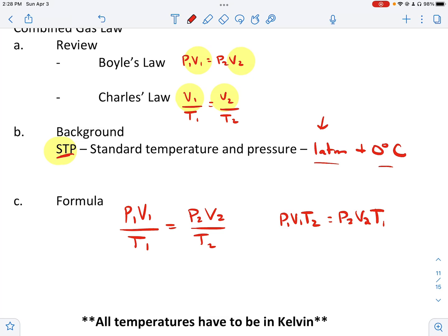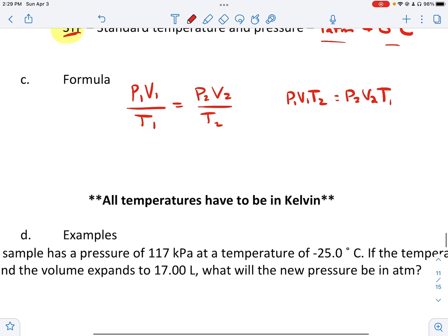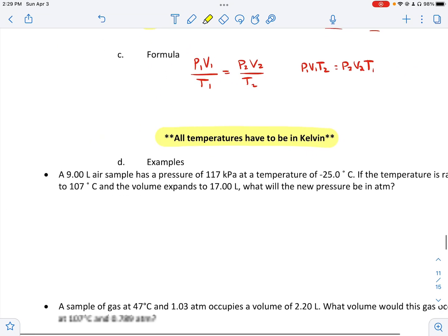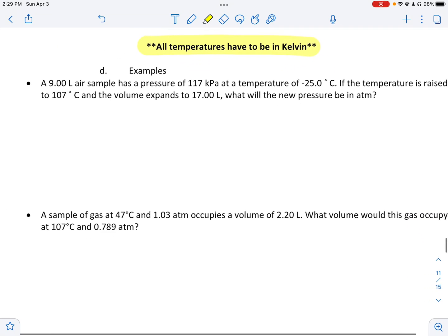All right, so remember our temperatures always have to be in Kelvin. That has not changed because we do not want any negatives. So let's see if we can go ahead and solve some problems here and go from there. We have two examples today.